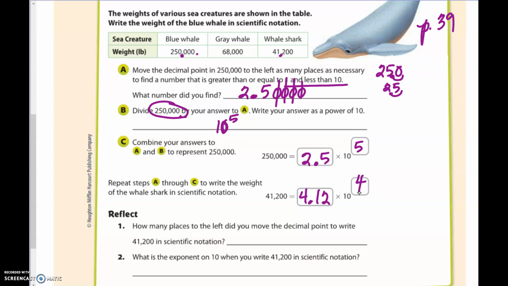Now they want us to look: how many places did you move that decimal? Well, if we start here, my decimal goes 1, 2, 3, 4 places, and look at what this exponent is here. Look up in the blue whale: how many did I really move it? 1, 2, 3, 4, 5 places, and look what that exponent is right there. Is that a coincidence, or is that what is always going to happen? However many places you move that decimal, is that what the exponent is going to be?